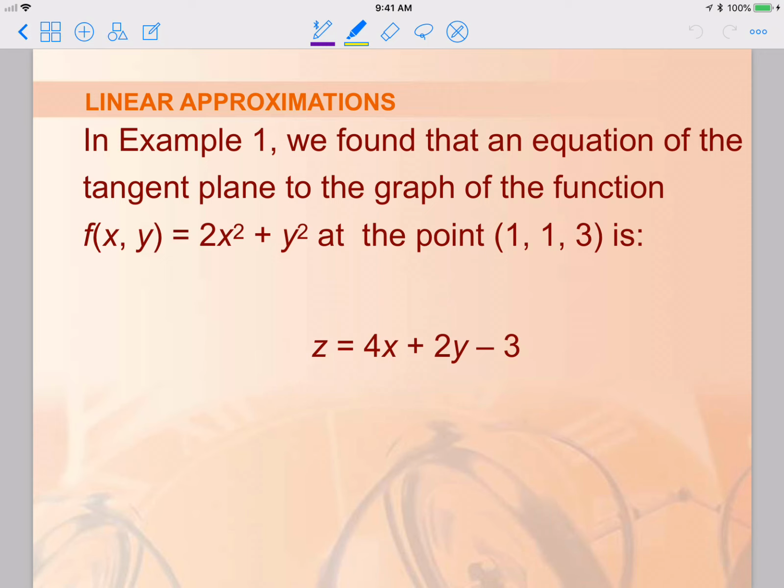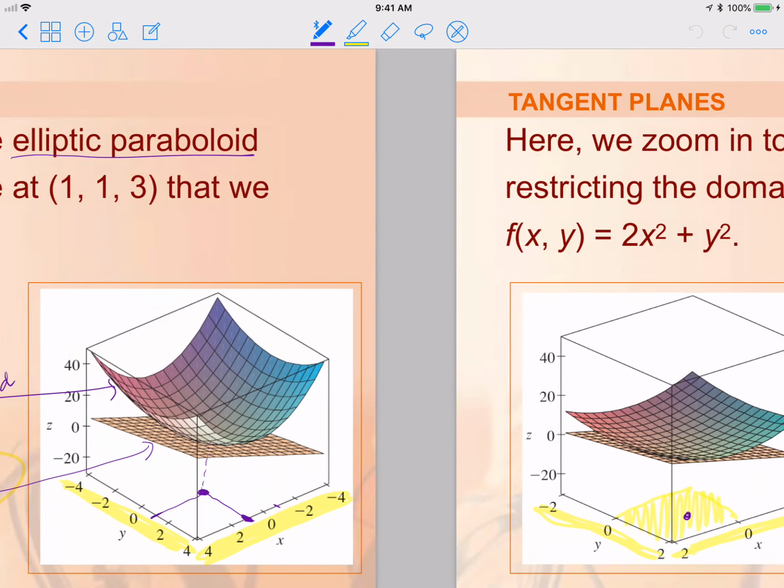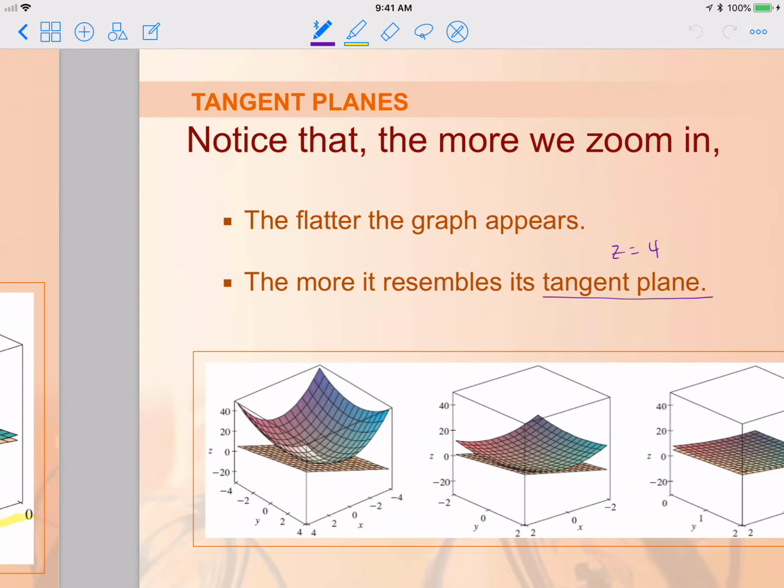All right, let's talk about linear approximations. And here's the key. If we look at the example that we just did, the example of that elliptic paraboloid, here's a little sketch of it. We had this elliptic paraboloid, and we found the equation of the tangent plane. The equation of the tangent plane was z equals 4x plus 2y minus 3.